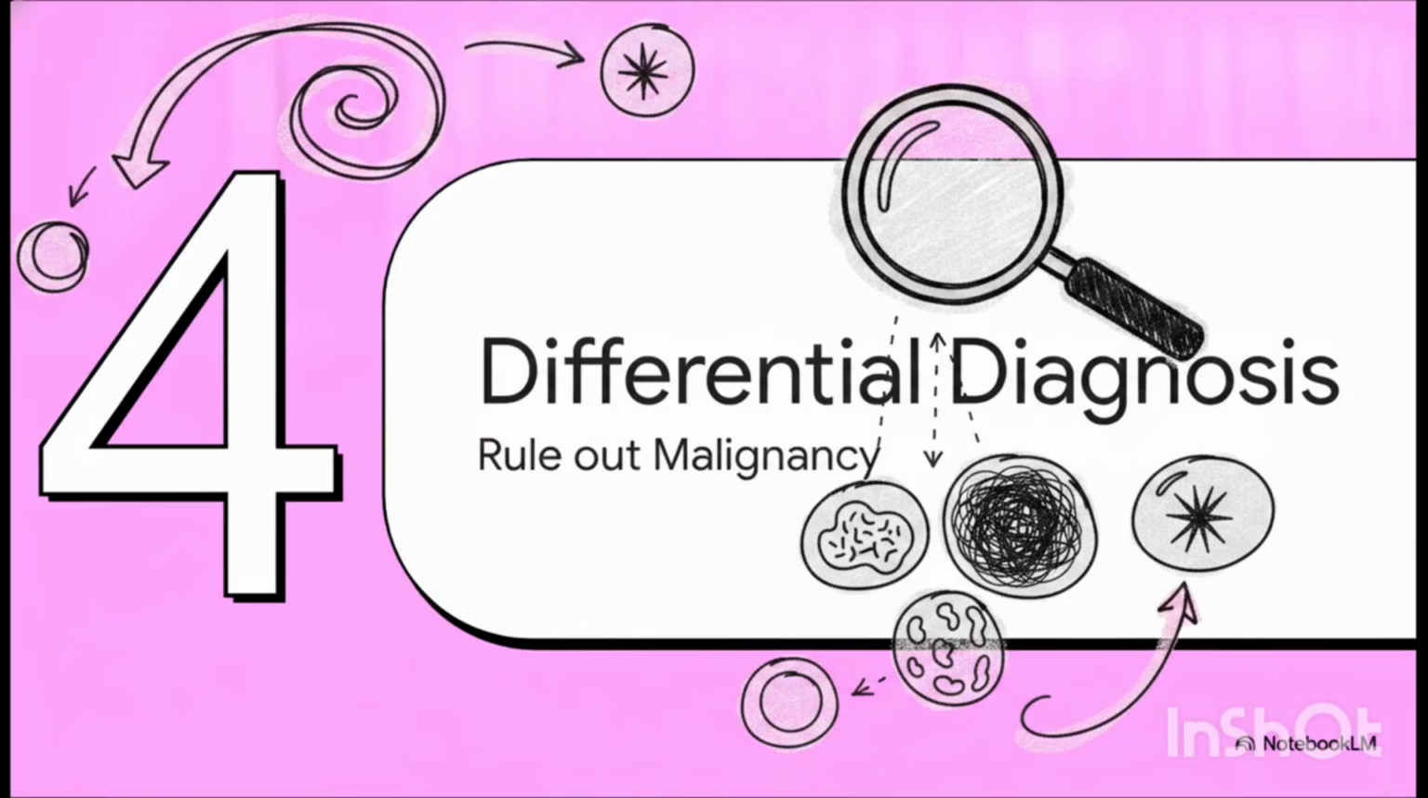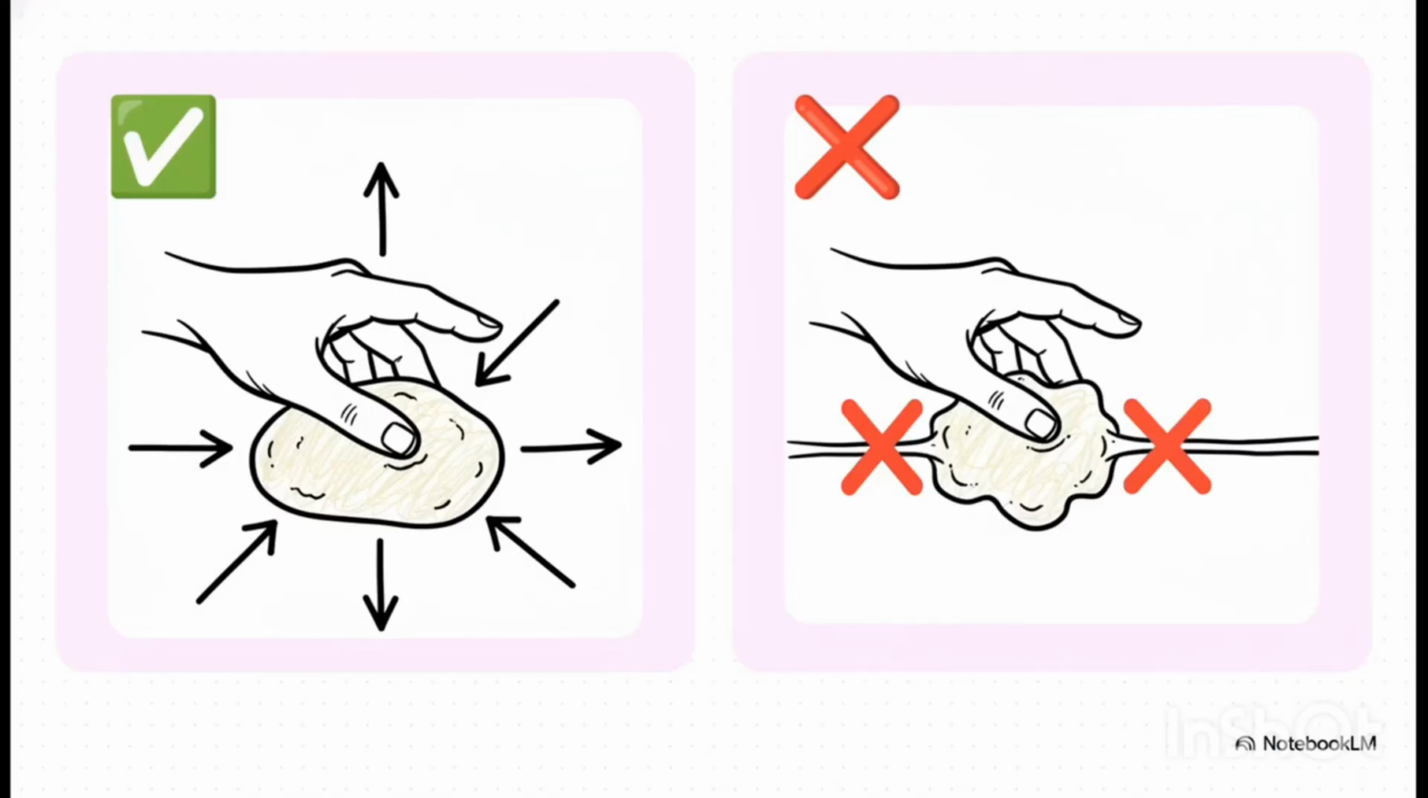That takes us to Section 4. We need to talk about differential diagnosis and, of course, malignancy. Here's a fantastic clinical pearl for your wards to help you differentiate a soft lipoma from a slightly firmer soft tissue mass, like a neurofibroma. It all comes down to testing its mobility.